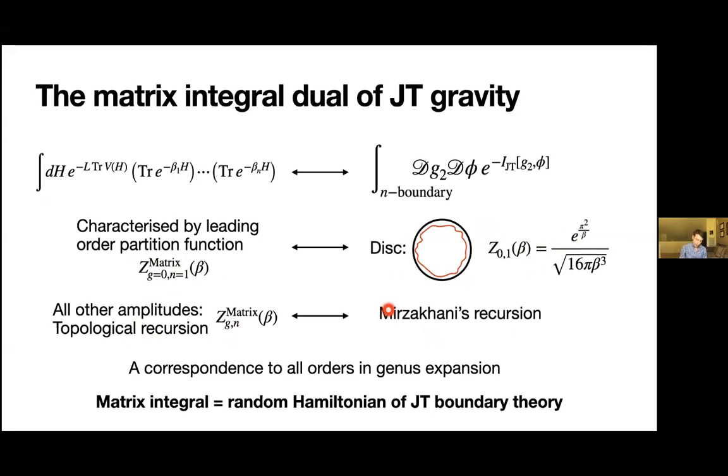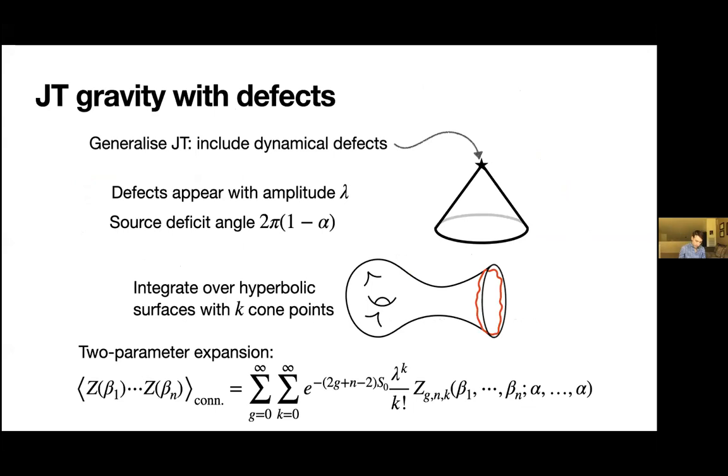So that says that at least order by order in the genus expansion, there's a matrix integral, and the matrix H that appears here, we can interpret as a Hamiltonian of whatever quantum mechanics is dual to JT gravity. But because we're integrating over this Hamiltonian with some weight, there's not a fixed Hamiltonian, but rather a probability distribution, with a very specific type of probability density. Okay, so that's JT.